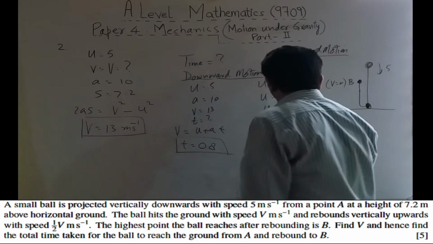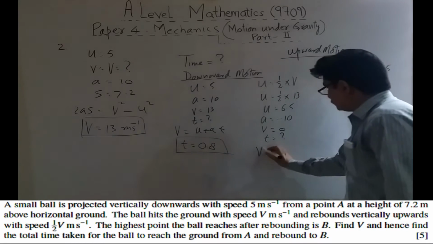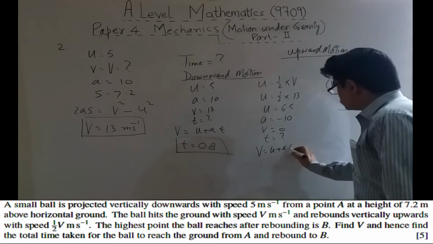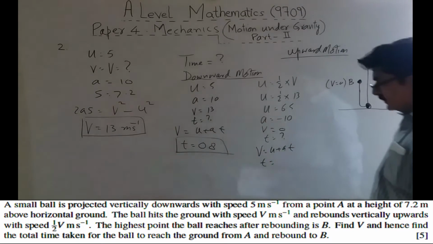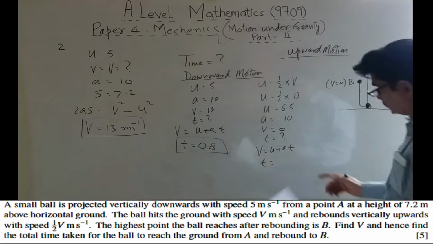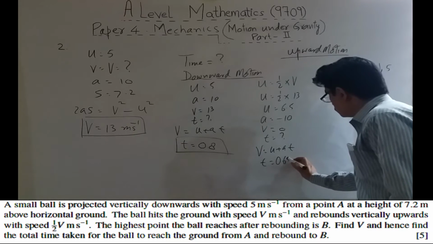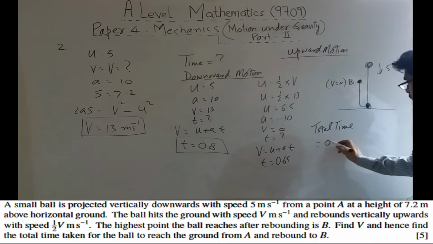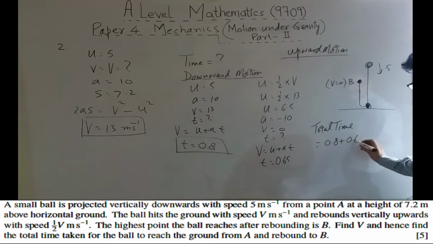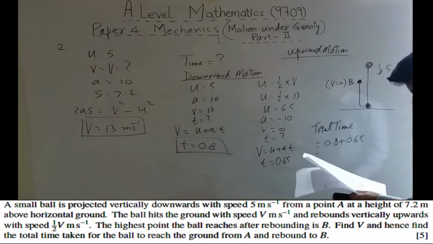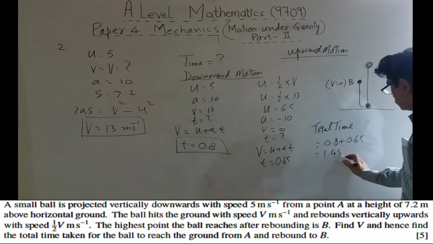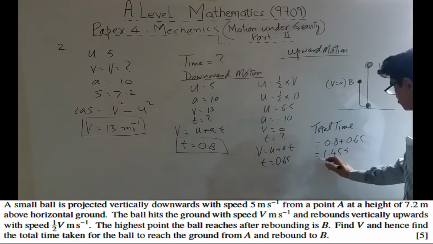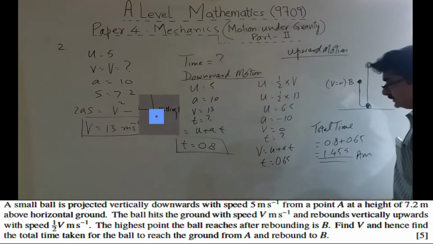So we have to find time again. Putting the values in the formula, v is equal to u plus at. From here you put the values, you will get the value of time to be 0.65. So total time will be 0.8 plus 0.65. If you add these, you will get 1.45 seconds. So this is the answer to the second part.